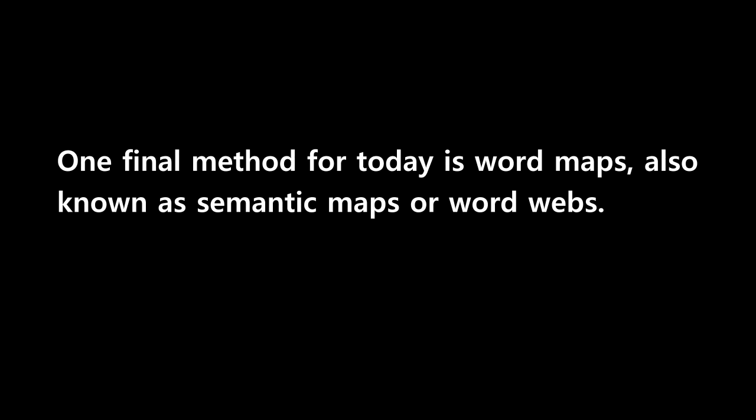One final method for today is word maps, also known as semantic maps or word webs. In a word map, you write a central word or idea in the middle and connect it with lines to related words. This helps to build mental associations between related ideas.